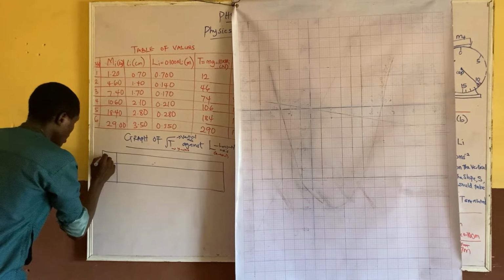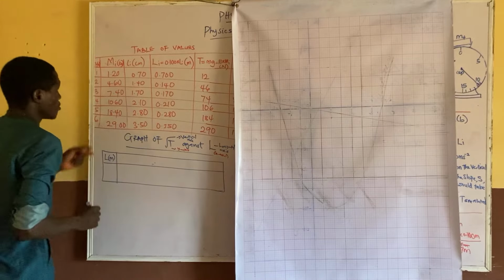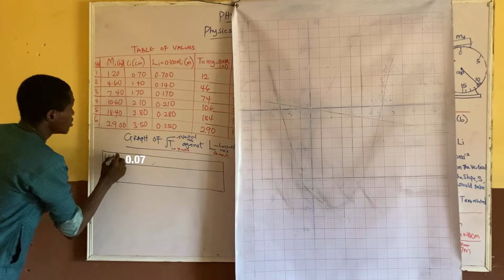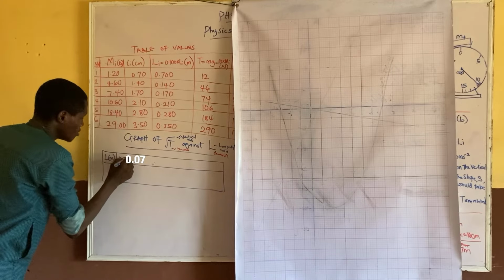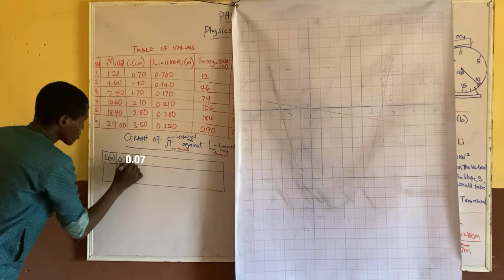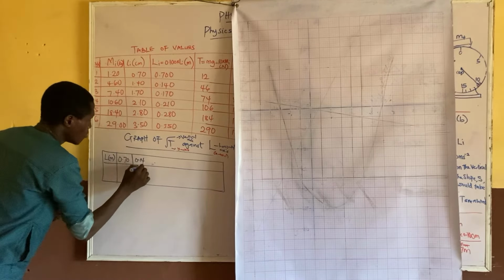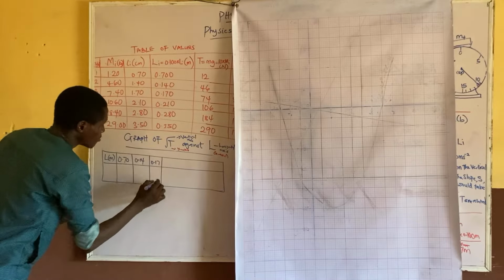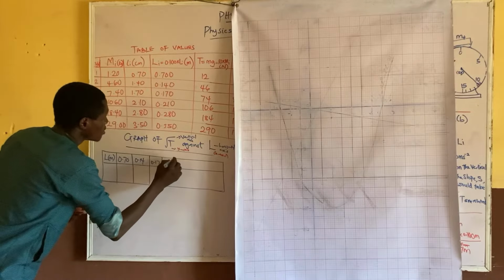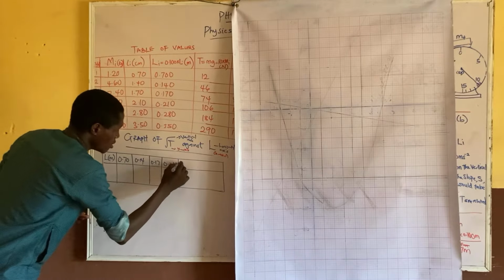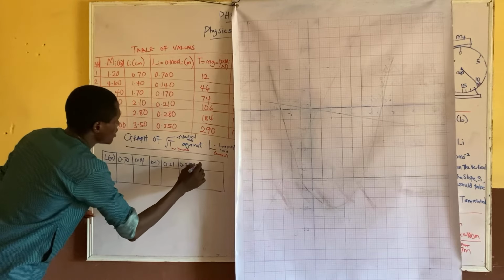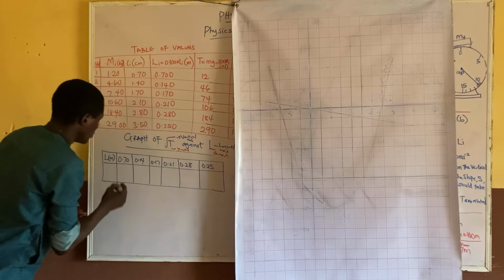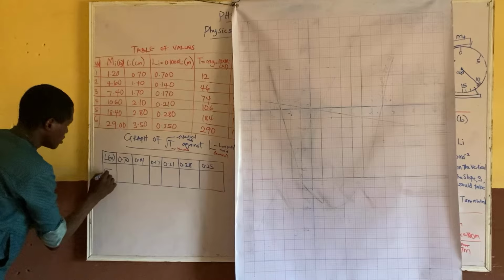Now the value of L is in meters, because I've converted it to meters. The first entry here is 0.07, so let's put it to 2 decimal places. This one is 0.14, this one is 0.17, 0.21, 0.28, and the last one is 0.35. So that is in meters. Then the square root of T.